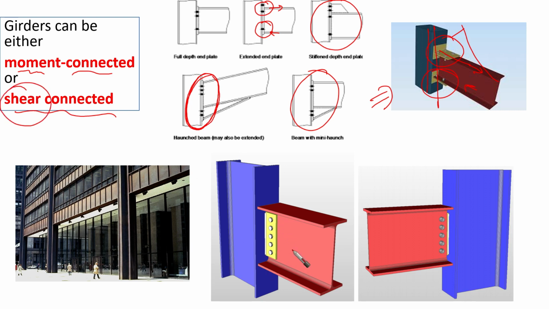On the other hand, we have another type which we call shear connection. Shear connection means that no moment is going to be transferred from beam to column. Only the gravity loads or the vertical loads are going to be transferred from the beam to the column through this connection, like some bolts here or maybe some line of weld, and that's it. So there is no moment developed here. So we can categorize beams based on whether they are moment connected or shear connected. Okay.